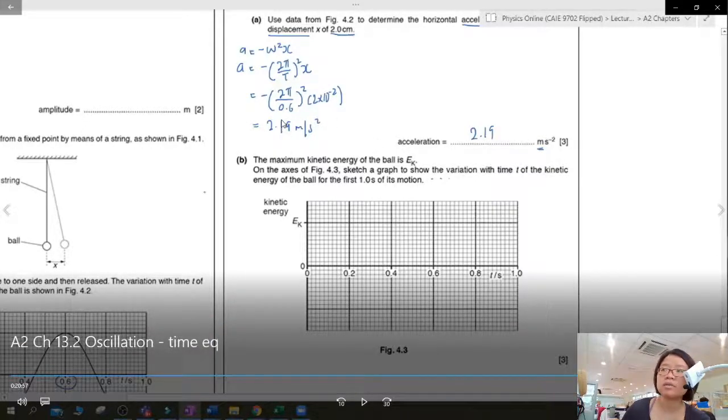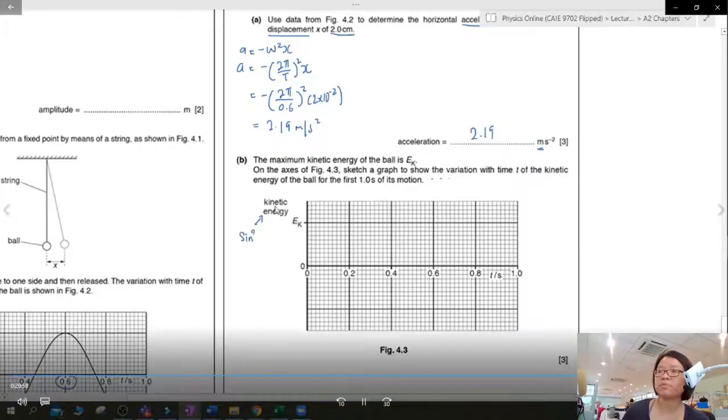Okay, one last thing. Where is the 3 marks, right? 1 mark is the answer. 1 mark is a substitute, knowing how to code this equation: A is negative omega square x, and substituting omega as 2 pi over T. The 3rd mark is when you substitute the correct numbers inside the equation.